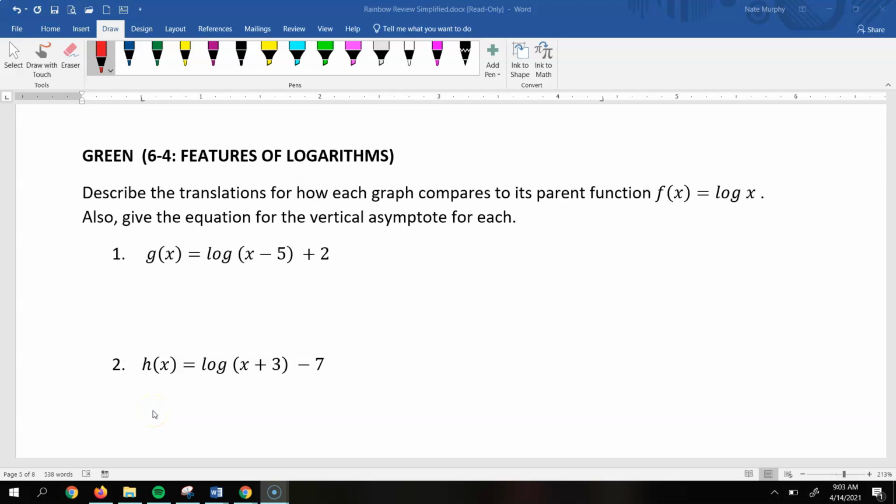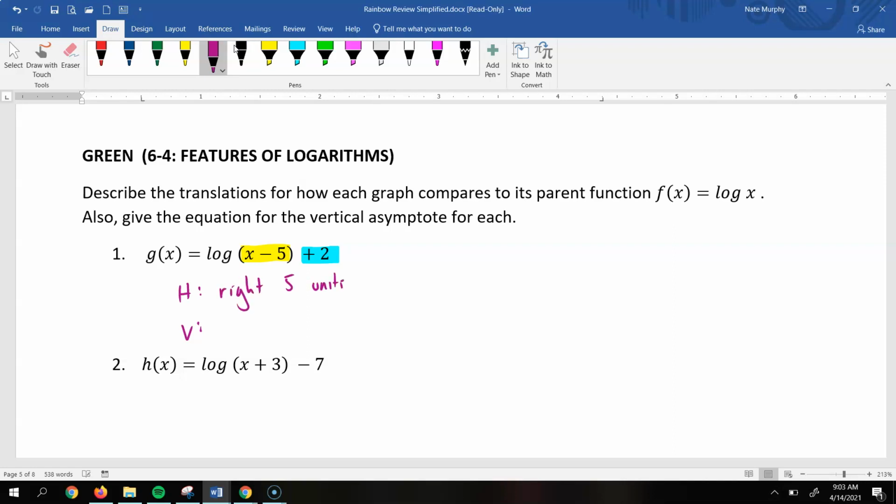All right, in this section we're going to look at the green part of our rainbow review. For these, we're just describing the transformations that would happen. For this first one, we're taking the logarithm of x minus 5, and then we have this plus 2. Remember what that means horizontally. Since the minus 5 is happening directly with the x, we describe that by doing the opposite. So this means that we would go to the right 5 units.